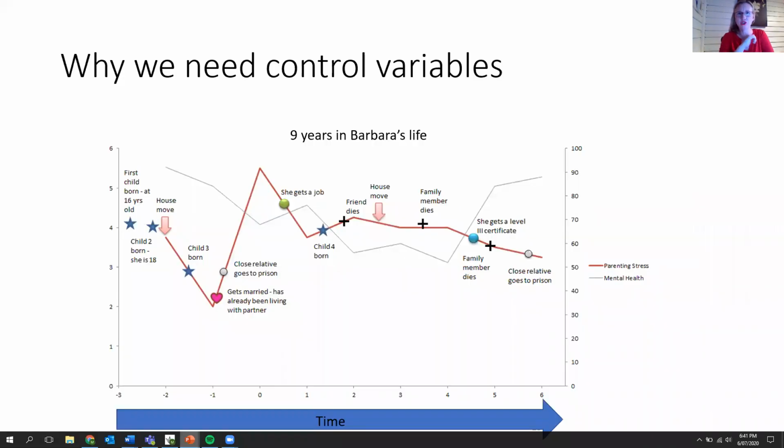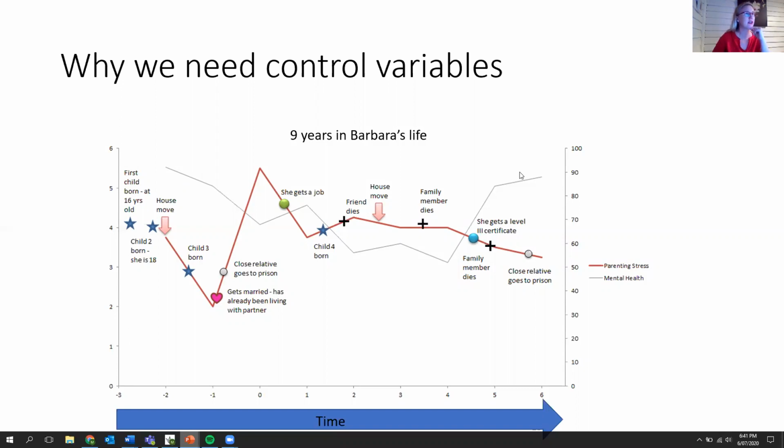Now, why do we need control variables? Well, let's look at a graph like this. If we're looking at one specific subject, say her name is Barbara, and we want to measure something like parenting stress, and is that related to mental health? Or the other way around, does mental health predict parenting stress? I might say parenting stress can definitely affect your mental health. Our graph might look like this.